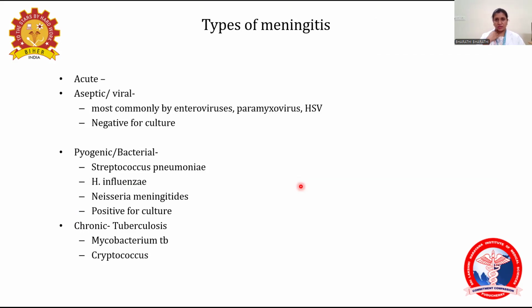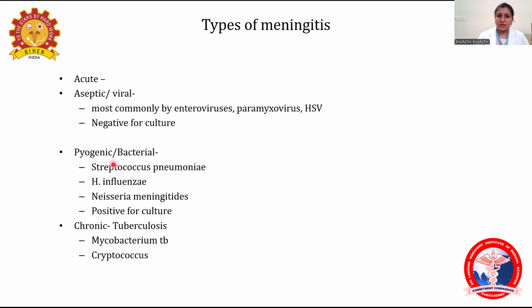So now, what are the types of meningitis? It is divided into acute and chronic. Acute is sudden onset. Further, acute is divided into aseptic and septic, that is pyogenic. Aseptic is generally caused by virus, so it is generally negative for culture. That's why it is known as aseptic. It is most commonly caused by viruses like enterovirus, paramyxovirus, HSV.